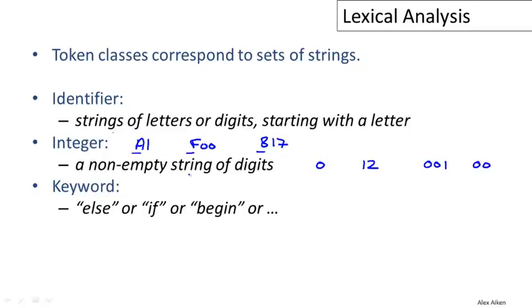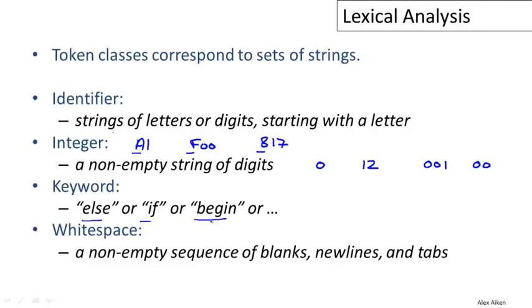Keywords are typically just a fixed set of reserved words, and so here I've listed a few: else, if, begin, and so on. And then white space is itself a token class. So we actually have to say, in that string which is the representation of the program, what token class every character, every substring, is a part of, and that includes the white space. So for example, if I say if and then an open paren, and I have 3 blanks in here, these 3 blanks would be grouped together as white space.